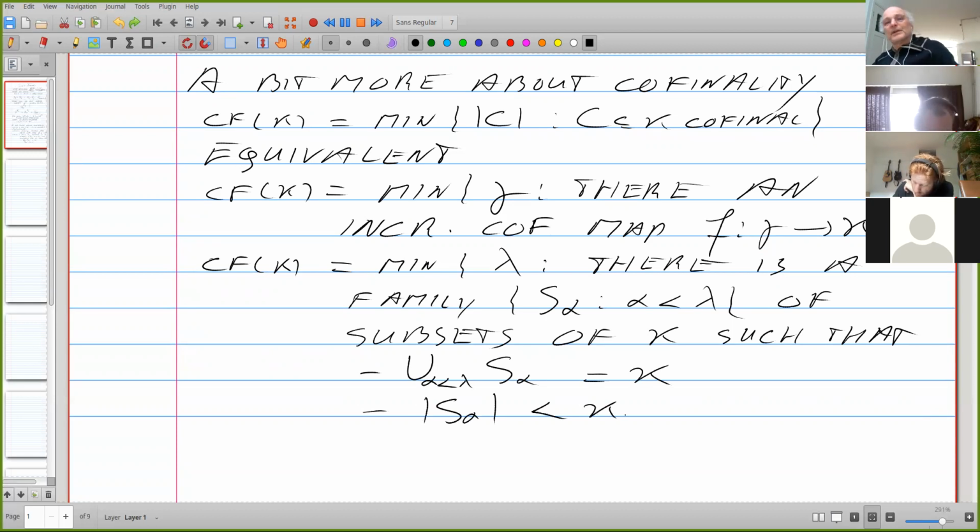This is almost a definition that doesn't use the ordering. We simply want to split kappa into small subsets, each individual subset of cardinality less than kappa, and we wonder how many we need. Well, if kappa is regular, we will need kappa many. If kappa is singular, we can do away with fewer.